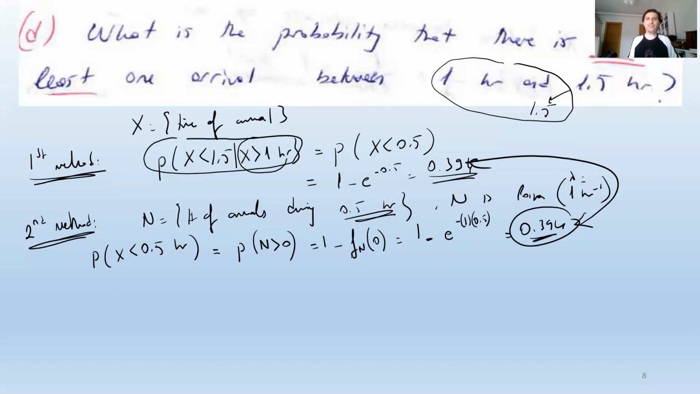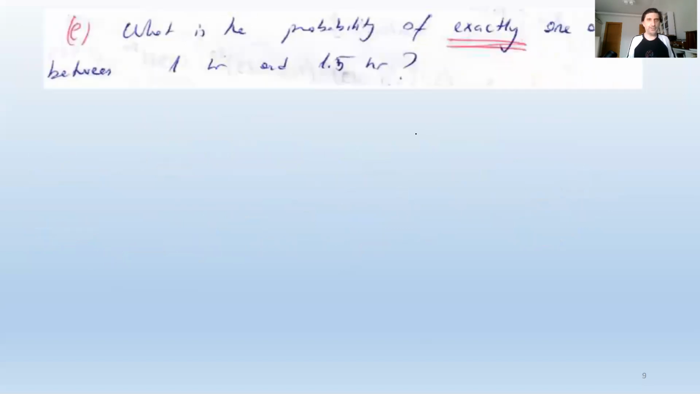Please note that it would be a good exercise: whichever question you solve using the exponential distribution, try to also solve it using the Poisson distribution. The last question I would like to answer is, what's the probability of exactly one arrival between 1 hour and 1.5 hours? Parts C, D, and E ask almost the same thing with small but important differences. Part C asks for the first arrival in that interval, part D asks for at least one arrival, and part E asks for exactly one arrival.